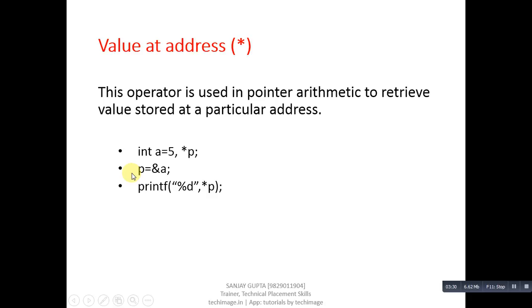Value at address. It is denoted by the asterisk symbol. This operator is used in pointer arithmetic to receive the value stored at a particular address. So here you can see the example: int a equals 5 and p is a pointer. I am assigning the address of a into p, then printf is displaying the value which is stored at the address in p. So asterisk p means p contains the address of a, so asterisk means value at address. So this printf statement will print the value of a on the console.